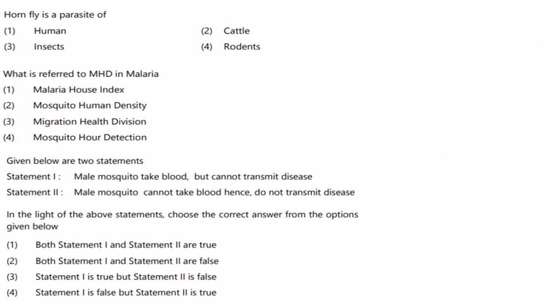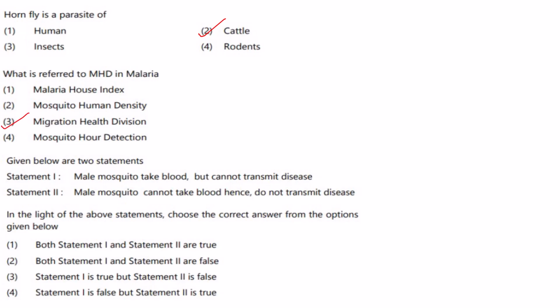Then horn fly. The horn fly is Hematobia irritans and it is a parasite of cattle. Then, what is referred to as MHD in malaria? It is Migration Health Division.